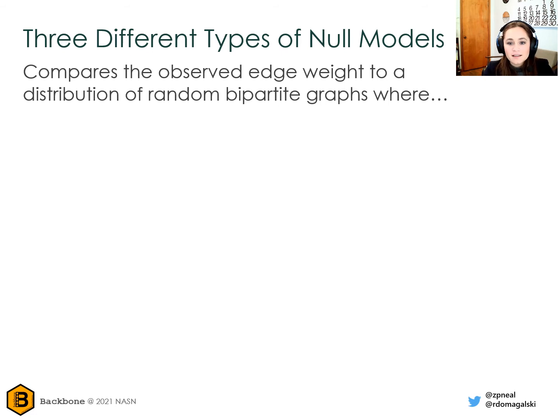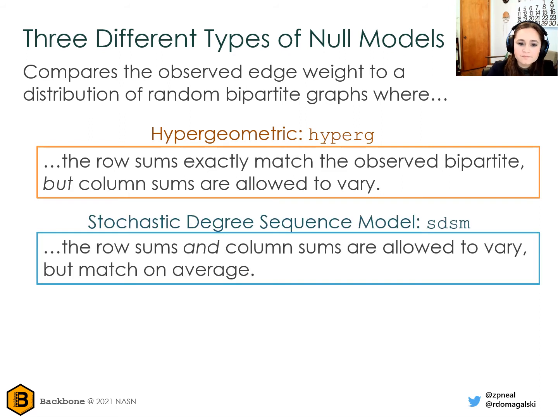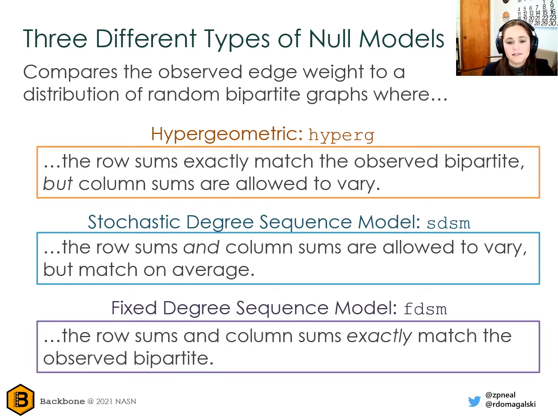So the backbone package contains three different types of null models where we're comparing that observed edge weight to a distribution. Specifically, it contains the hypergeometric model. This lets the row sums exactly match the row sums in our observed bipartite graph, but we're going to allow the column sums to vary. The stochastic degree sequence model. Here, the row sums and column sums are allowed to vary, but match on average. And the fixed degree sequence model, FDSM. Here, the row sums and column sums exactly match the observed bipartite.